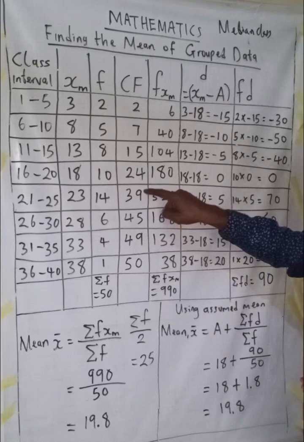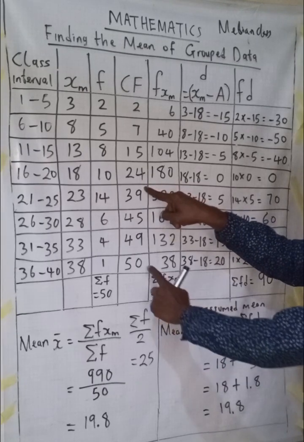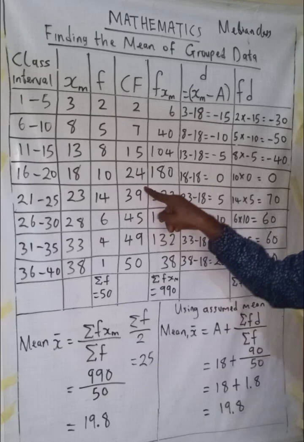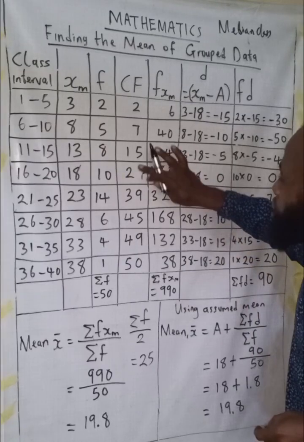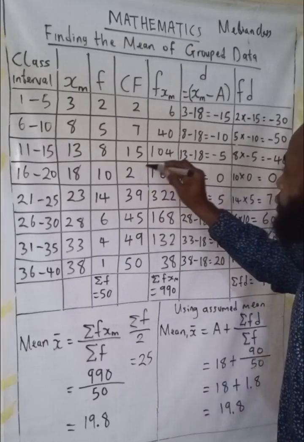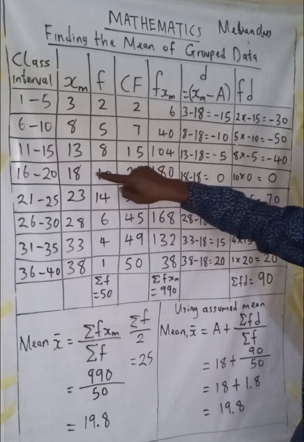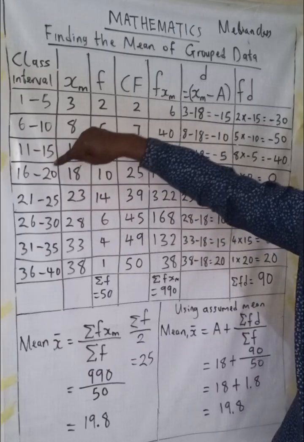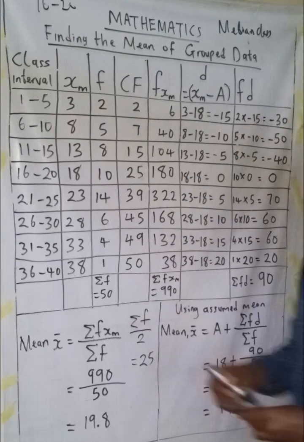This is the smallest one bigger than 25, 39. So from 39 to 50 are all bigger than 25. But this is the smallest one bigger than 25. But since we have 25 on the dot here, then we're going to pick 25. That class that has 25 is called the median class. So the median class is the class of 16 to 20.